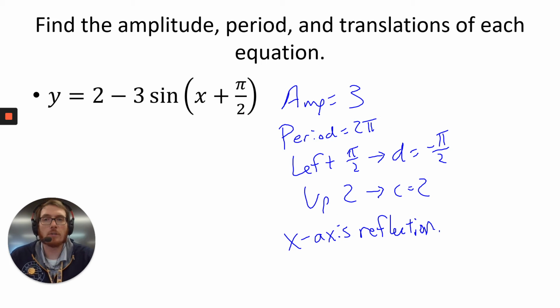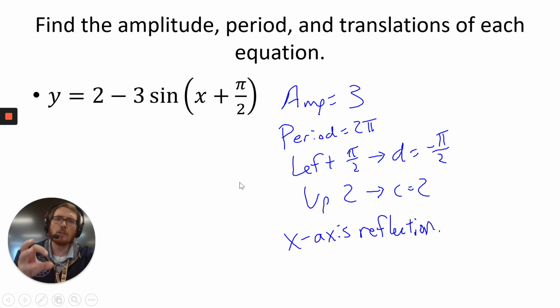The next one has amplitude of 3 because the number in front of sine is 3. The period is 2 pi because there's nothing in front of the x. Moving to the left pi over 2. And don't forget you may need to plug that in as a negative. You move the graph up 2. The equilibrium shifts up 2. And then the most common mistake is the x-axis reflection.